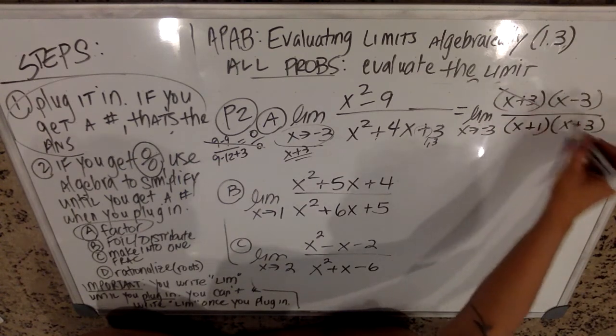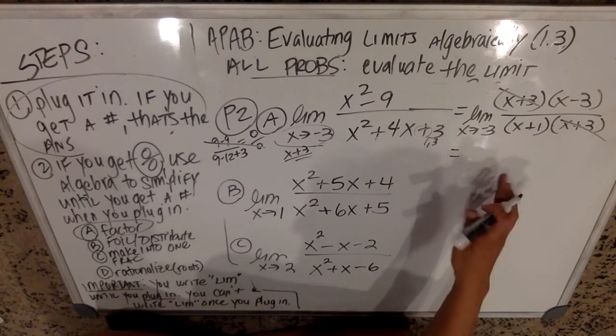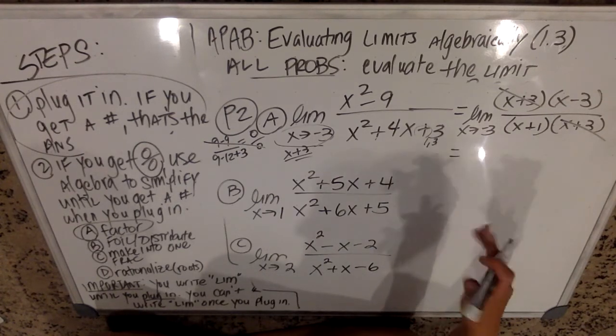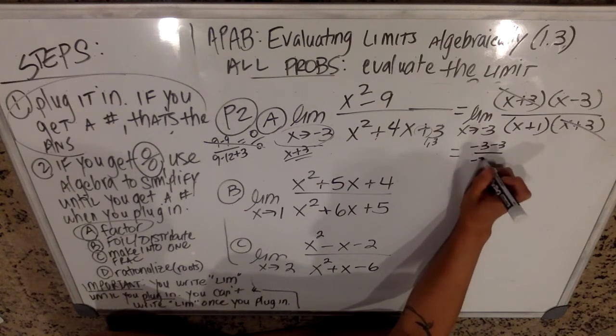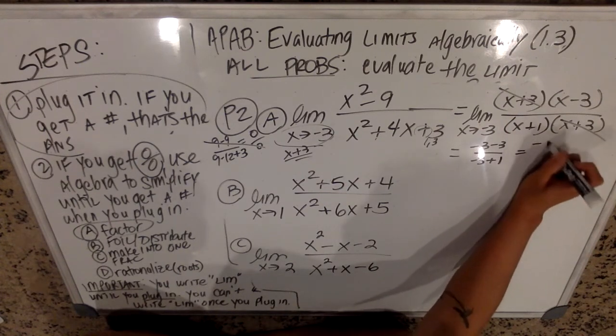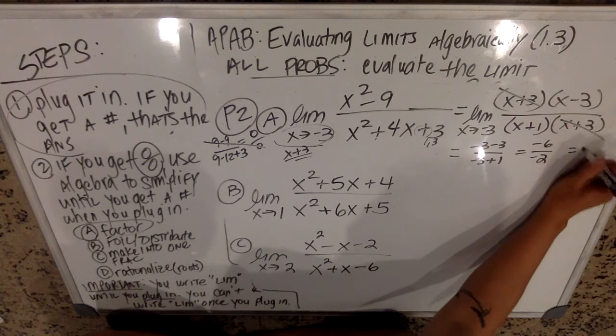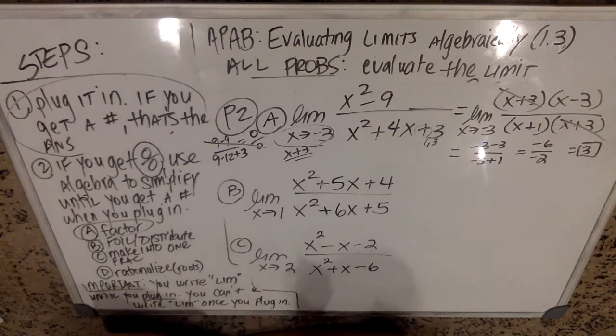Right, so the x plus 3's are going to cancel. If you don't need the step where you rewrite this without them, that's fine. I can go ahead and plug the negative 3 in. I'm going to get negative 3 minus 3 on top of a negative 3 plus 1, which means I get negative 6 over negative 2. My final answer in part A is a 3.